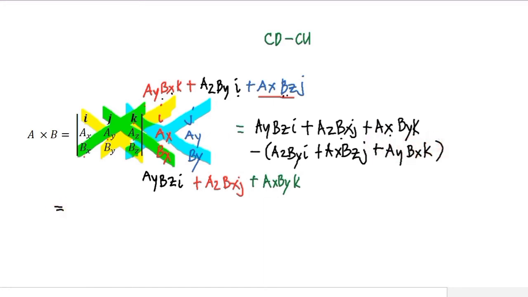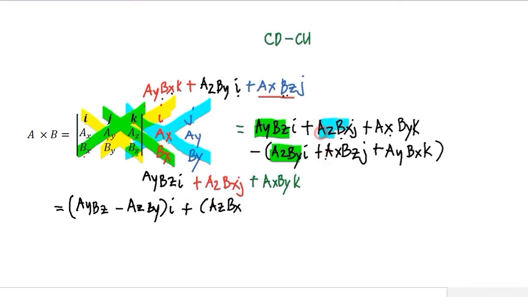So simplifying this, and we would have here for the I, that's AYBZ minus AZBY. So we have here AYBZ minus AZBY I, and we have plus AZBX minus, so this AZBX minus AXBZ, minus AXBZ J. And for the K, that's AXBY minus AYBX. So we have here plus AXBY minus AYBX K. No?